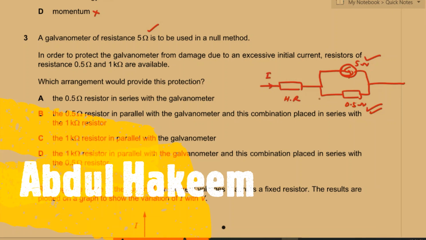So whenever we have to protect any device from a large current, the high resistance must be connected in series and the small resistance in parallel to the device. So the high resistance will reduce the current and the small resistance will get the large current. So the small current will pass through the galvanometer. So which arrangement would provide this protection? 0.5 resistor in series, no. The 0.5 resistor in parallel, yes. And this combination placed in series with 1 kilo ohm, so B is the answer.